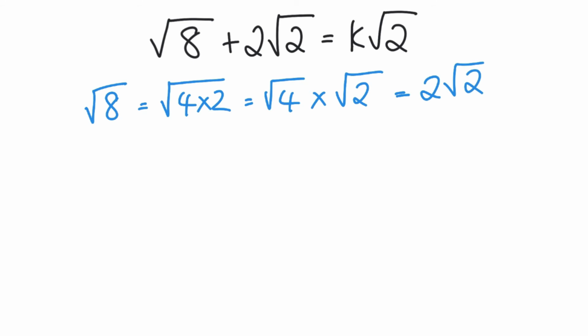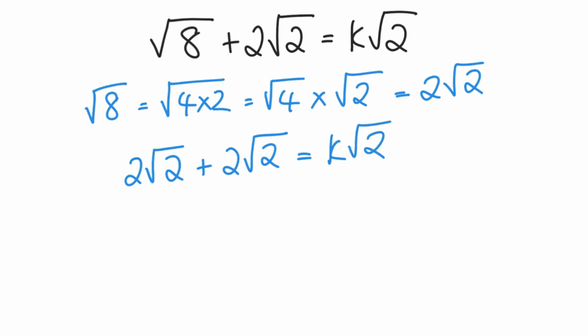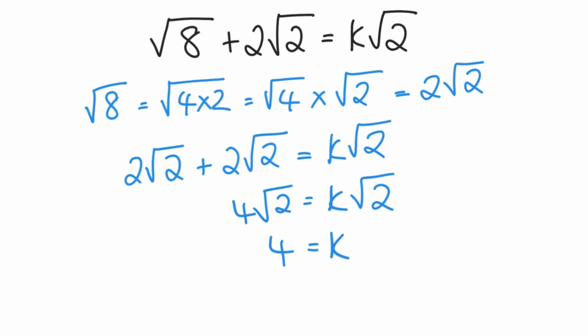So if we replace the root 8 with our 2 root 2, we've got 2 root 2 plus 2 root 2 is equal to k root 2. Now when we're adding surds, it's a little bit like when we're gathering like terms with algebra. X squared is different from x's, so they need to be kept separate. So we've got something times root 2 plus something times root 2, so they're the same, we can gather those together. So we've got 4 root 2 is equal to k root 2, so 4 must be equal to k.